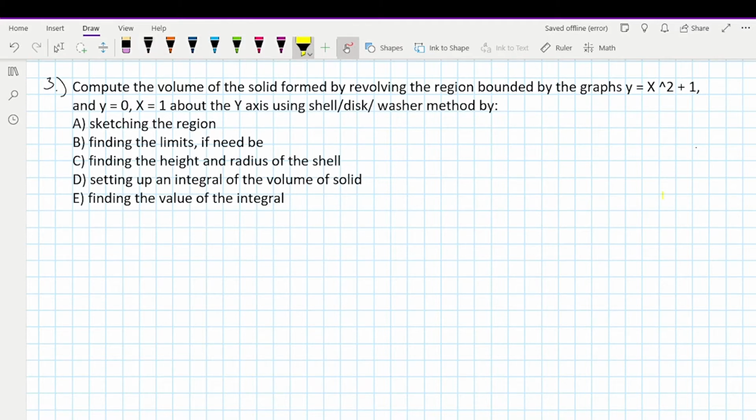Just looking at this question, I know I'm going to want to graph it first before I decide which method to use. So I'm just going to label this A and grab a graph.